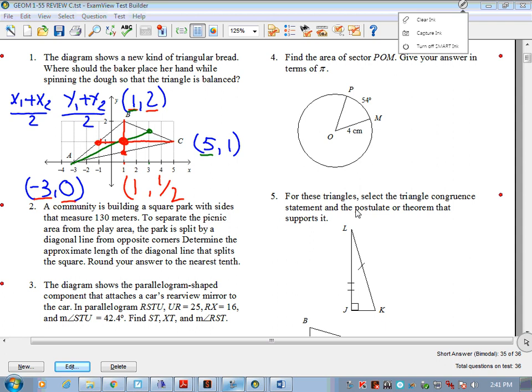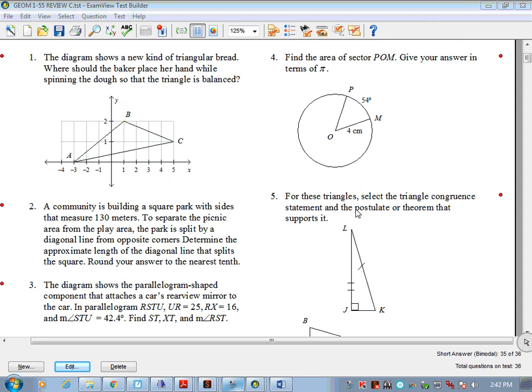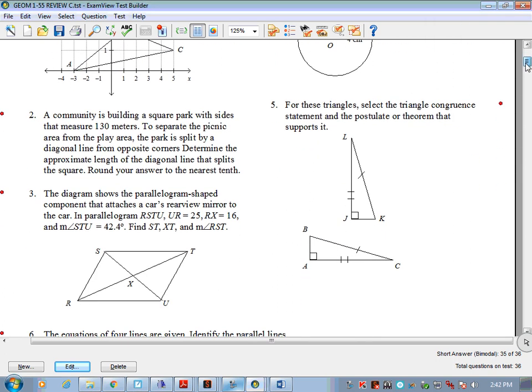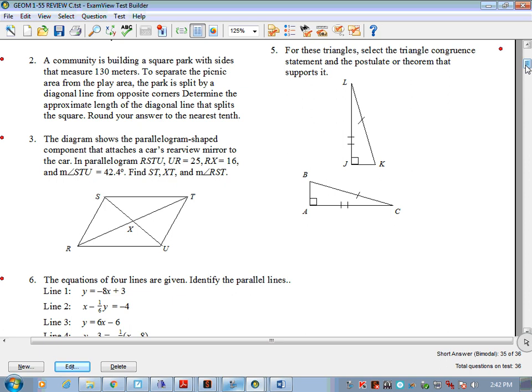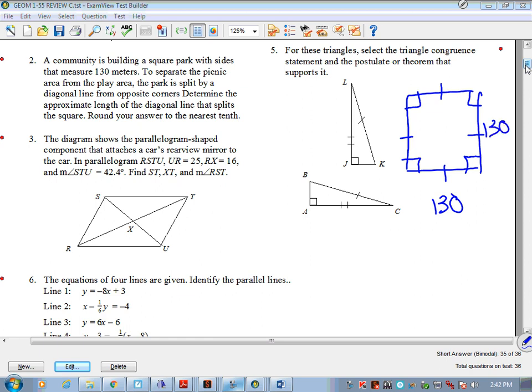Okay. Question number 2. Let's see if I can do this without it going just crazy. A community building is a square park. So let's start off by drawing a square park over here, kind of out of the way. A square park means that all 4 sides are the same length, all 4 angles are right angles. The sides measure 130, they tell me. Okay, so 130, 130.